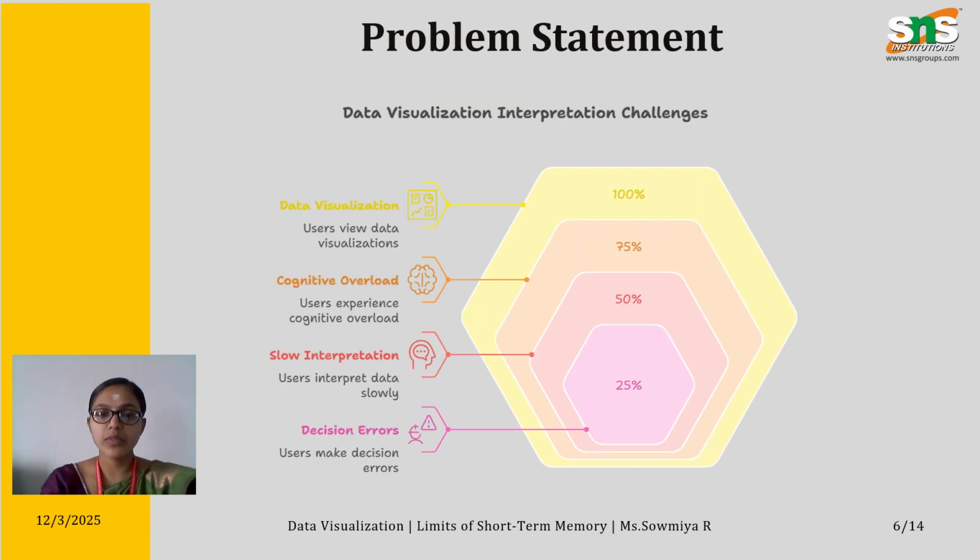Now let's begin with the problem statement. The main problem is that most dashboards and charts demand more memory than users can handle. Designers often include too much information on a single screen: multiple graphs, too many labels, too many numbers. As a result, users struggle to process the data meaningfully. So our design challenge becomes: how do we present the information in a way that fits the natural limits of human memory?